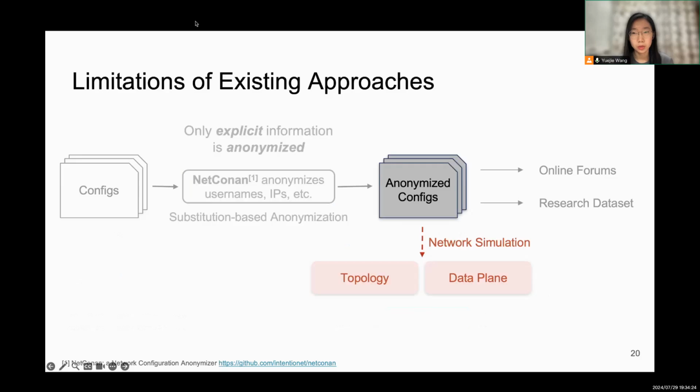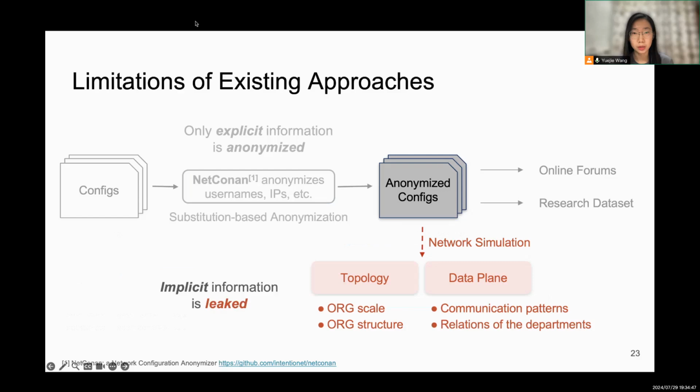Inferring the topology or data plane from the network configuration is quite simple. Like we have network simulation tools available with high fidelity and scalability. These types of implicit information are critical to the privacy of the network owners. For example, the topology might imply the scale and the structure, and the data plane might expose communication patterns and relations of departments in an enterprise. So we need a systematic approach to anonymize implicit sensitive data in the network configurations.